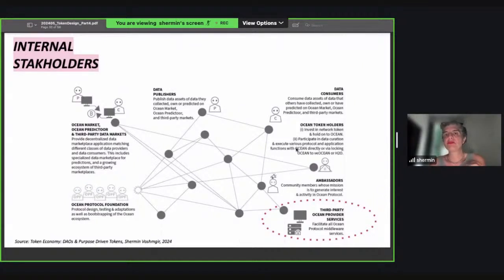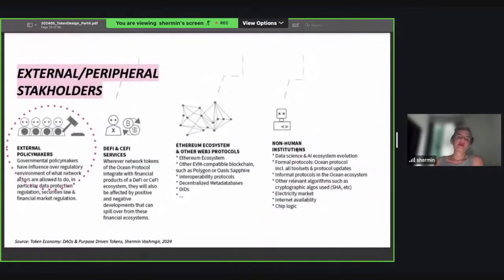The important middleware is hard to set up. Most people might not be willing or have the time or the know-how to set it up themselves, and therefore they can use third-party ocean provider services, and institutions or service providers have emerged around this service. On the periphery of the network, we have peripheral or external stakeholders.